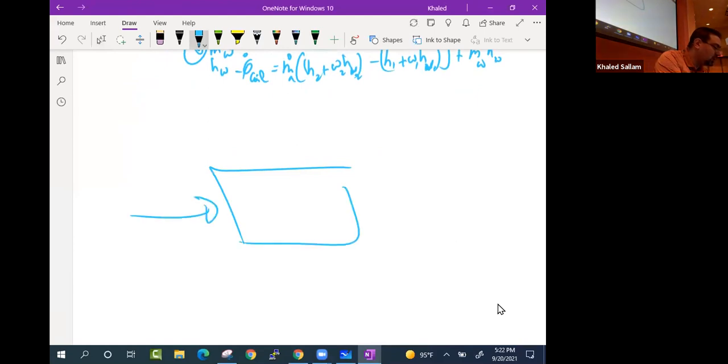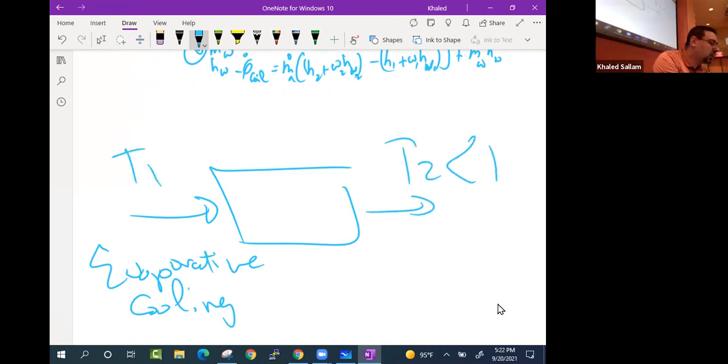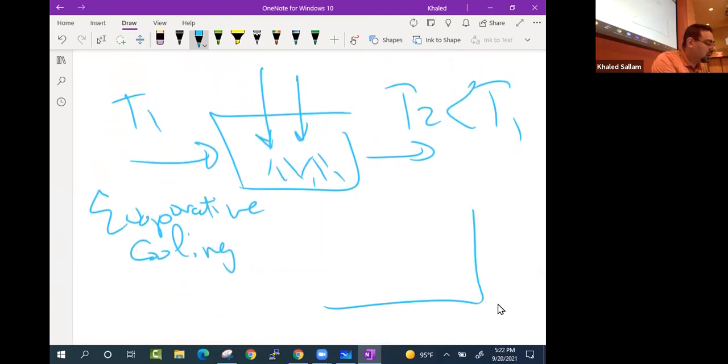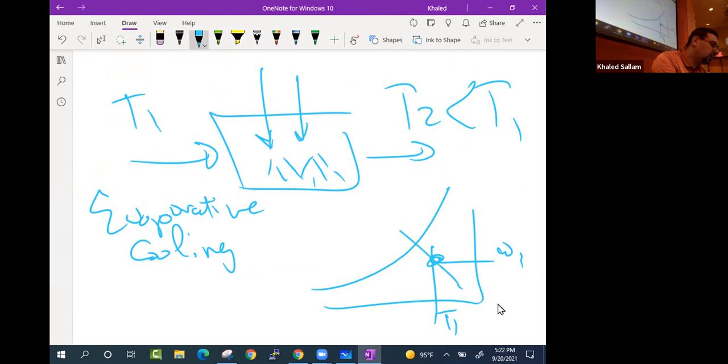There is something called evaporative cooling. And as you can guess, evaporative cooling is all about getting T2 lower than T1 by spraying water into it, right? So how is that possible? If you are here at T1 and you have W1, if you spray the right amount of water, you can go to, yes, higher W2. As a matter of fact, you can go to phi 2 equal 100%. But guess what? You can actually go to a lower T2.